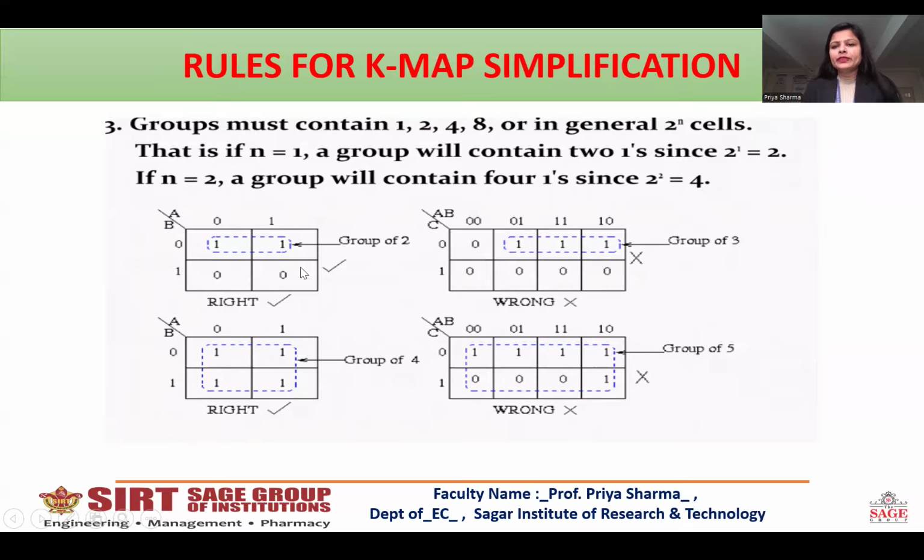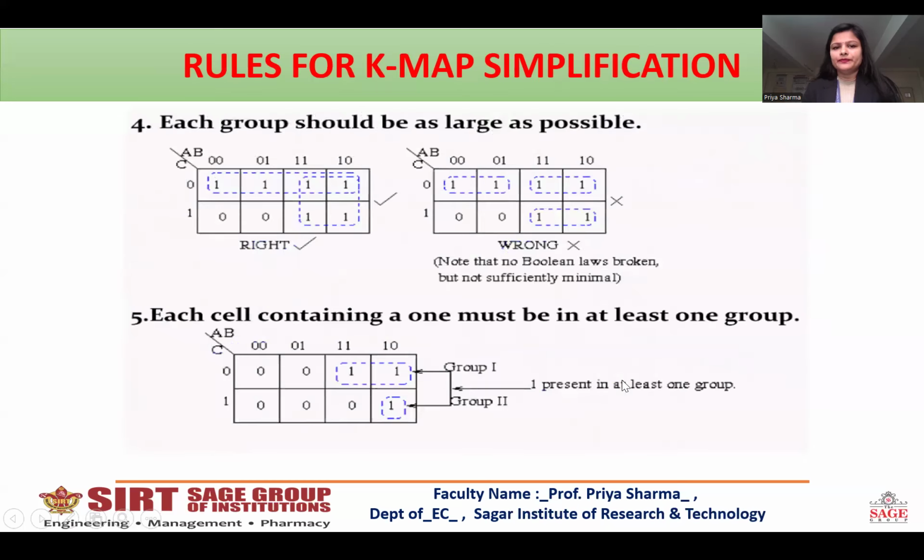As explained through examples, grouping of 2 is allowed, but grouping of 3 is not allowed, as 3 is not a power of 2. 2 to the power something is never equal to 3. So grouping of 4 is allowed, but grouping of 5 is not allowed. Here 4 ones and 1 here, so grouping of 5 ones is not allowed.